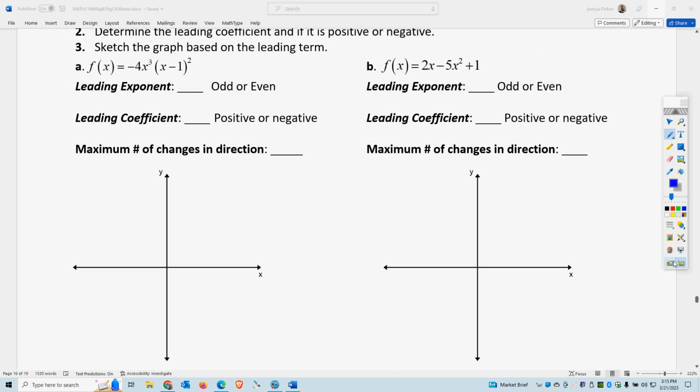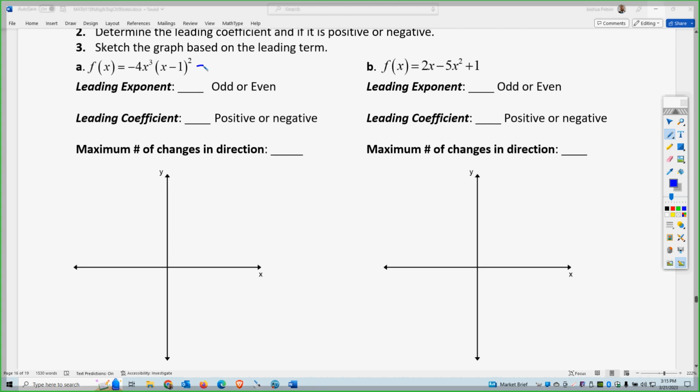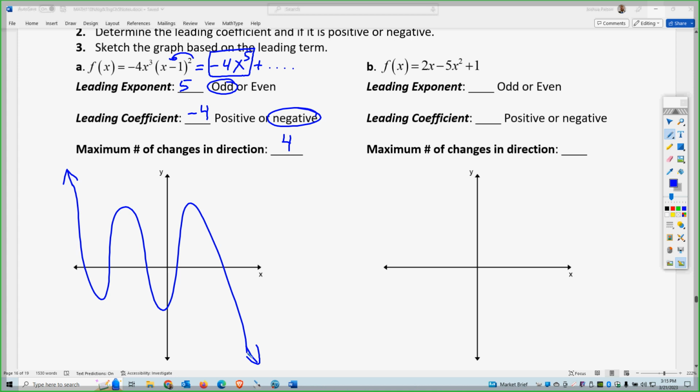Okay, so the next one, if I multiplied it all out, it would be in polynomial form. So if I multiplied this all out, it would be -4x to the 5th plus a bunch of terms afterwards, which are irrelevant. All we care about is the leading term, right? Because you have 2 x's here, and then 3 more x's make 5 x's. All right, so it is 5 exponent, which is odd, and -4, which is a negative coefficient. Okay, so odd means opposite directions, and negative means in opposite of what you think. So the positive direction goes negative, and the negative direction goes positive. Since it's the fifth exponent, n minus 1 dictates 4 changes in direction. There we go, 4 changes in direction.